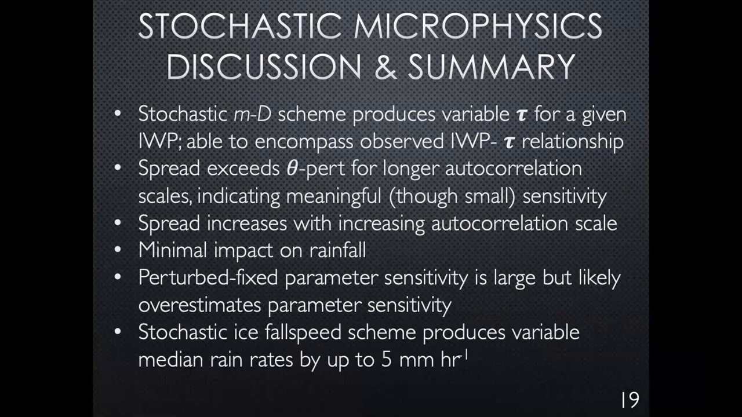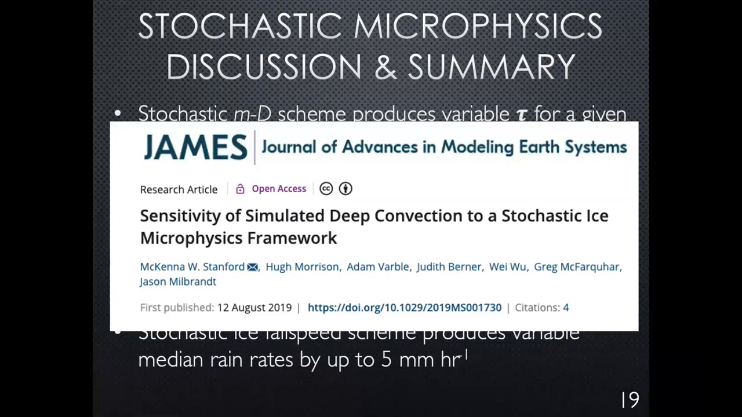And again, although I didn't show it, I wanted to mention that the stochastic ice fall speed scheme had a larger impact on rain rates with a spread in median rain rates of up to 5 millimeters per hour. And that was mainly because in the stochastic ice fall speed scheme, we were additionally perturbing the fall speed of rimed ice, which tends to impact the rain rates more in convective systems. And this was summarized in a paper put out in JAMES last year, which you can check out for further information.